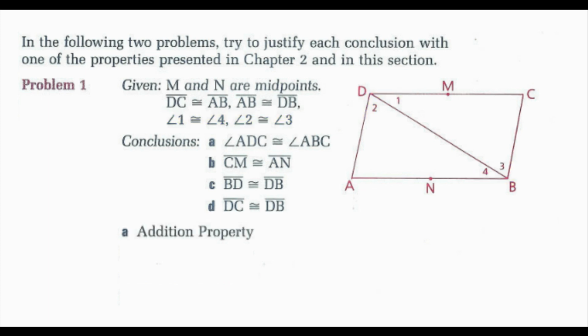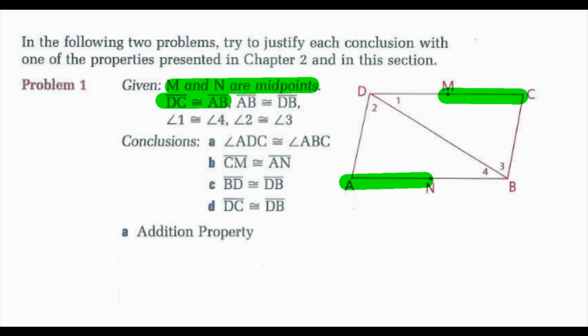Now looking at part B, line segment CM is congruent to line segment AN. So this line segment is congruent to this line segment. Notice I have double midpoint, and then line segment DC is congruent to line segment AB. So I have my wholes congruent to each other, and I have double midpoint. Whenever I have double midpoint, I would use either multiplication or division. I'm going from a larger segment to a smaller segment, so I could use the division property. If segments are congruent, then their like divisions will be congruent.